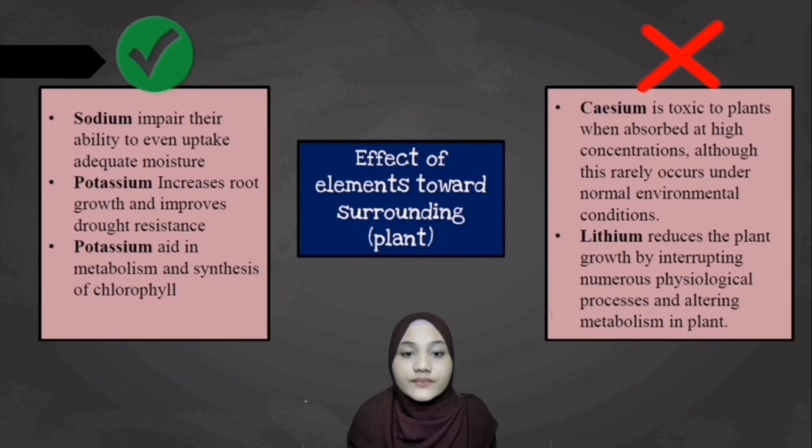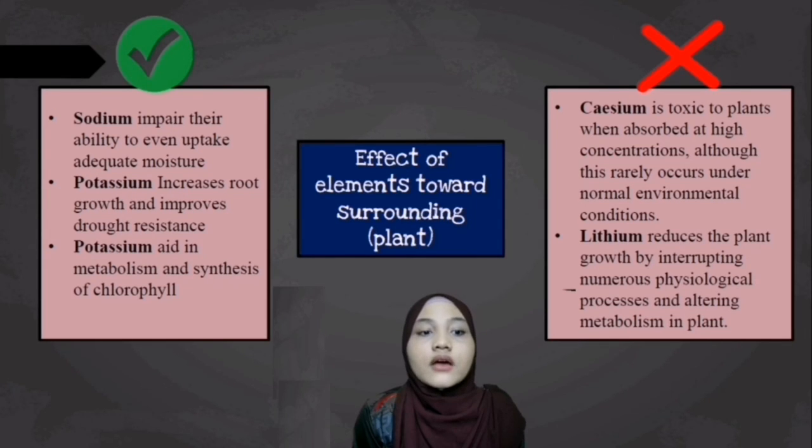Next, effect of elements towards the surrounding, category plant. Sodium, good effect. Sodium impairs their ability to uptake adequate moisture. Potassium increases root growth and improves drought resistance. Potassium aids in metabolism and synthesis of chlorophyll.